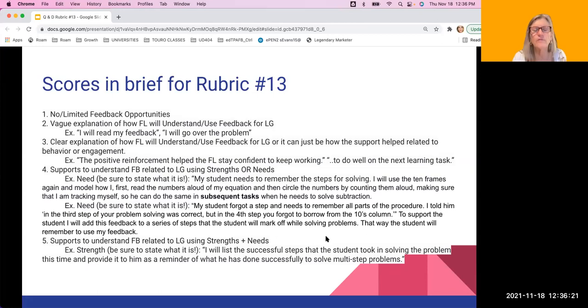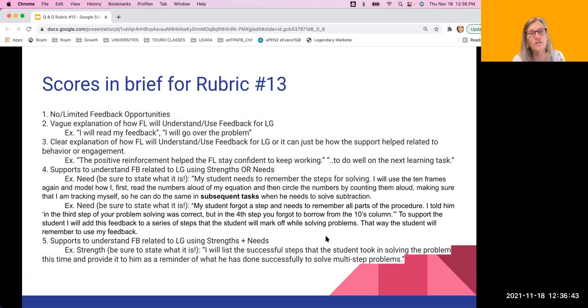So I will use the 10 frames again and model how I first read the numbers aloud of my equation, and then I circle the numbers by counting them aloud, making sure that I'm tracking myself so he can do the same in subsequent tasks when he needs to solve subtraction or addition, whatever that problem was. Another would be my student forgot a step and needs to remember all parts of the procedure.